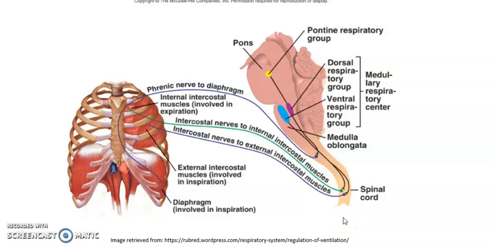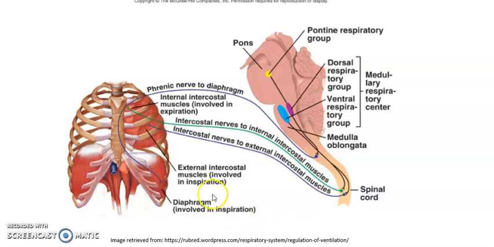We have the phrenic nerves that provide motor control of our diaphragm. The diaphragm is going to be the muscle that separates our abdominal cavity from the respiratory area. So we've got that phrenic nerve going to the diaphragm connected to the spinal cord. We've got intercostal nerves to the internal intercostal muscles and the external intercostal muscles, and I'm going to talk about those in just a moment.